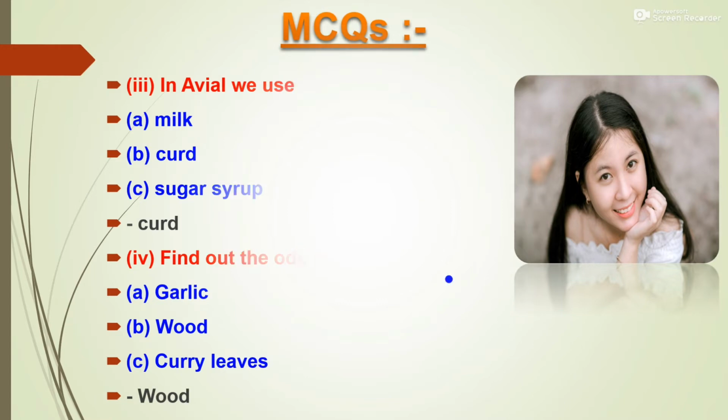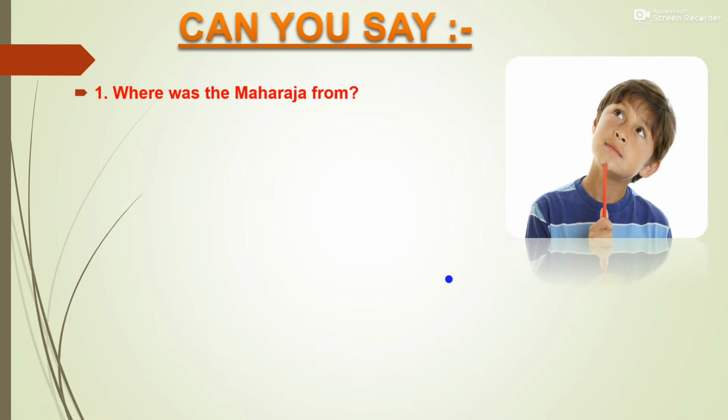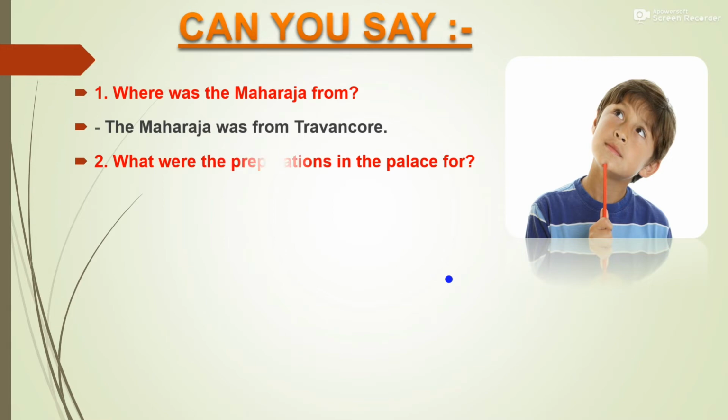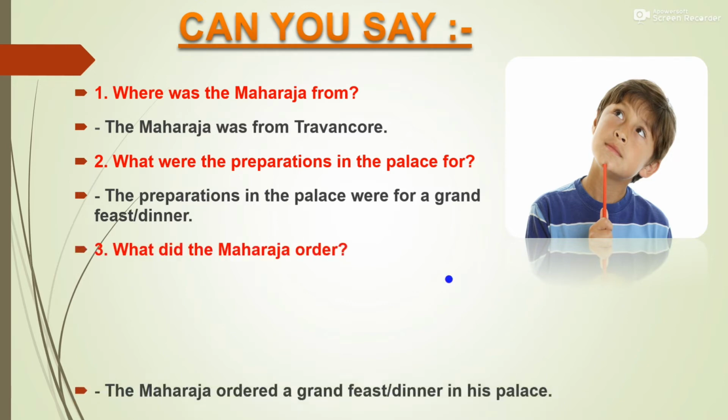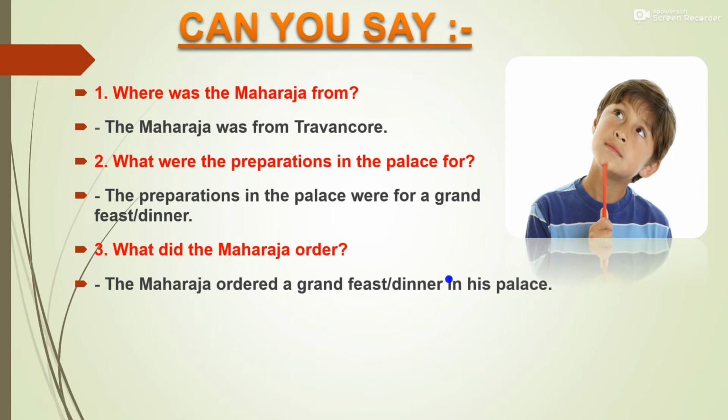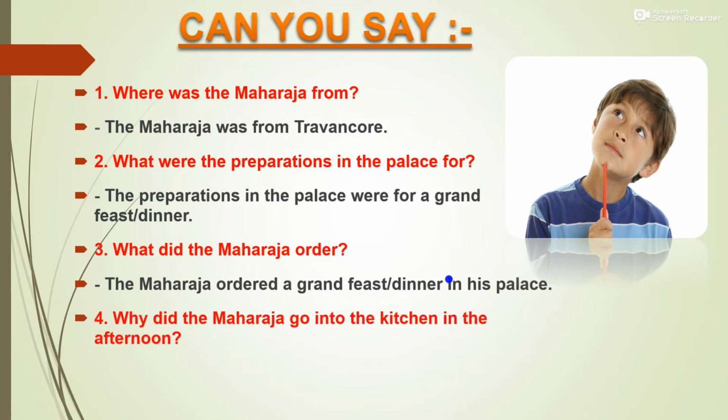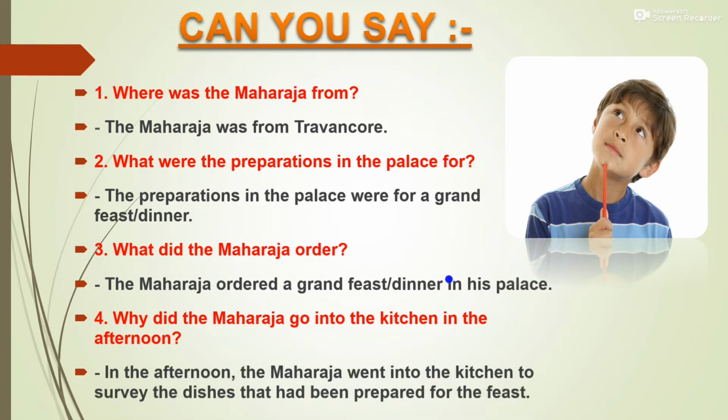Now we will discuss some comprehension questions from the chapter. Where was the Maharaja from? The Maharaja was from Travancore. What were the preparations in the palace for? The preparations in the palace were for a grand feast or grand dinner. What did the Maharaja order? The Maharaja ordered a grand feast or dinner in his palace. Why did the Maharaja go into the kitchen in the afternoon? He went into the kitchen to survey the dishes that had been prepared for the feast.